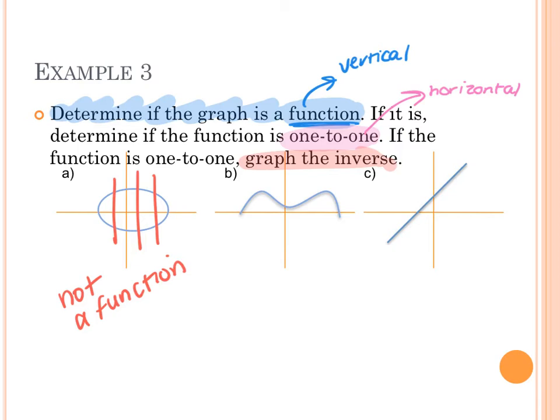Then you go to B. Does B pass the vertical line test? Yes. So this is a function. That gets you past the first one. Now, if it's a function, does it have an inverse? So is it 1-to-1, meaning does it pass the horizontal line test? No. Nope. So it's not 1-to-1, which means it does not have an inverse. So 2 steps, still not that bad.